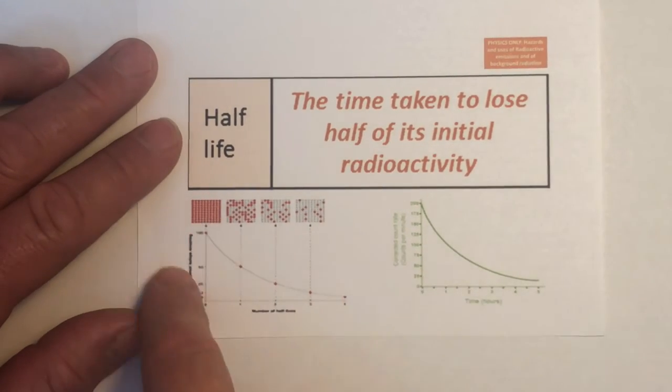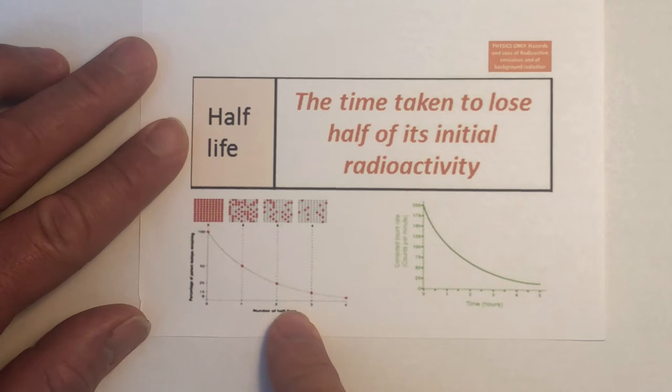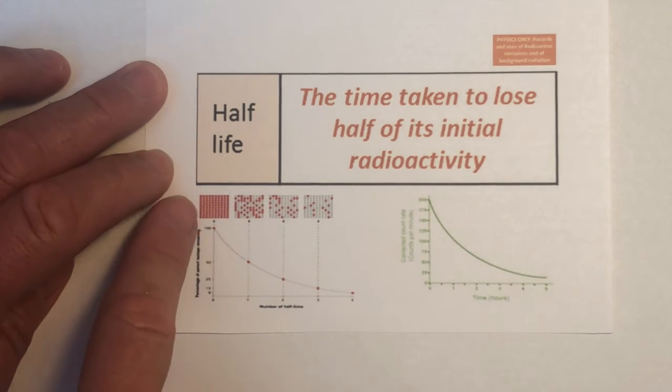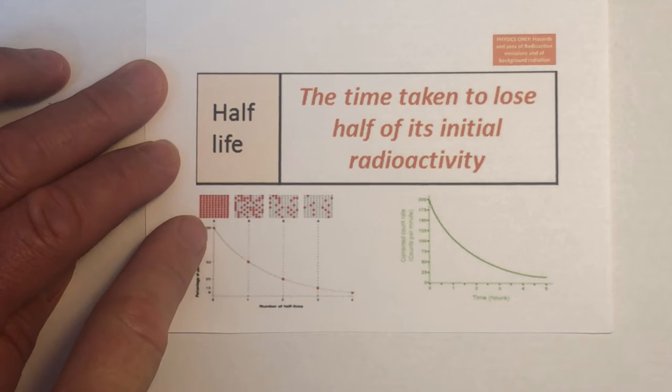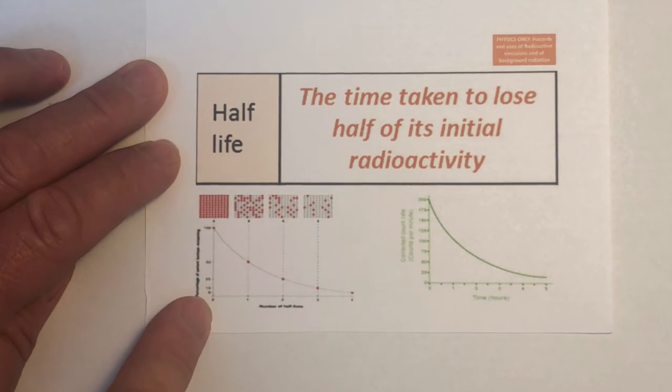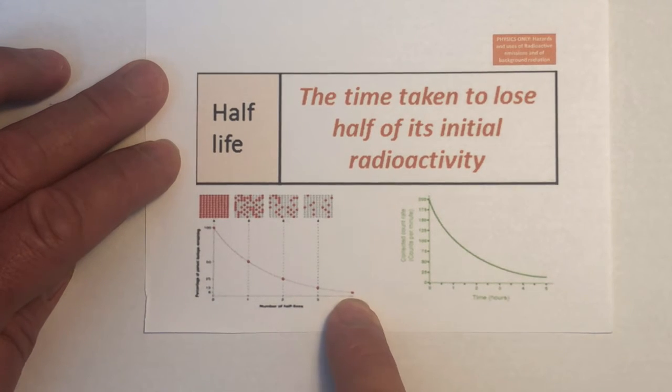Now, this graph here illustrates it, and this is a typical half-life graph. What it does, it starts at the top there. Let's say there's 100 red dots in the top there. Down this side here is the amount of radiation, the radioactive decay. Across the bottom there is time, or it can be in half-lives.